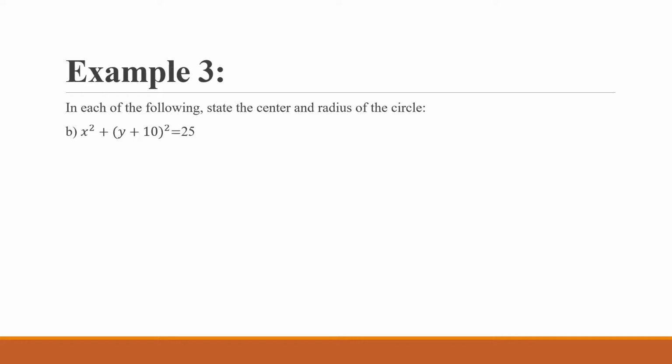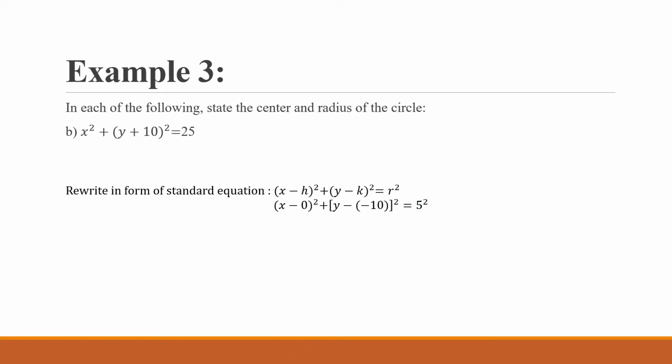Next example, the equation is x² + (y + 10)² = 25. So, the standard equation is (x - h)² + (y - k)² = r². Therefore, our equation will be (x - 0)² + (y - (-10))² = 5². So we know that h is 0, k is negative 10, and r is 5. Therefore, the center is (0, -10) and the radius is 5.